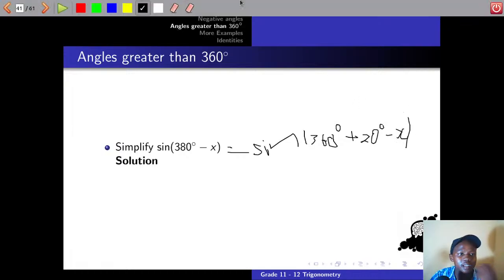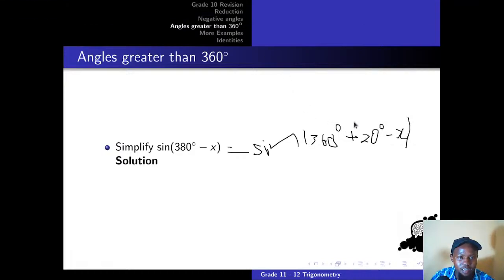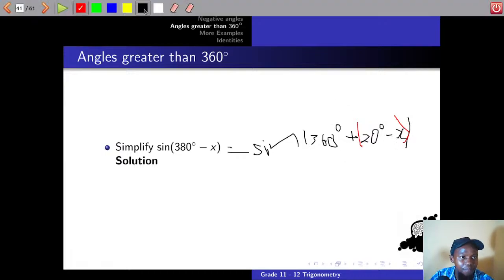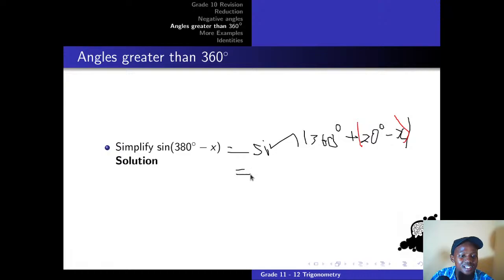Now once again, because we have an angle which is greater than 360, we have to reduce twice. So what's going to happen here is I'm going to have to break off the last part, the compound angle. And then I say, okay, sine of 360 plus is in the first quadrant. In the first quadrant, all of my trig ratios are positive. Therefore, this is going to give me a positive sine of 20 degrees minus x.